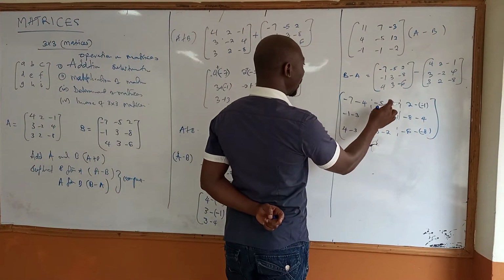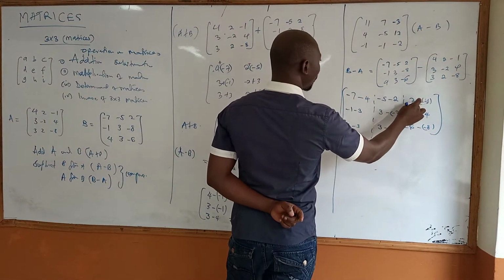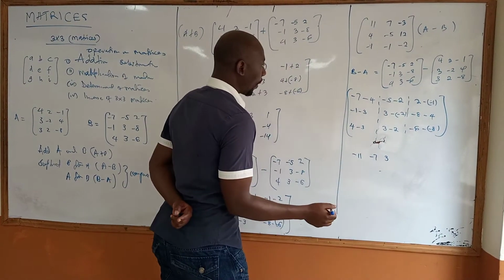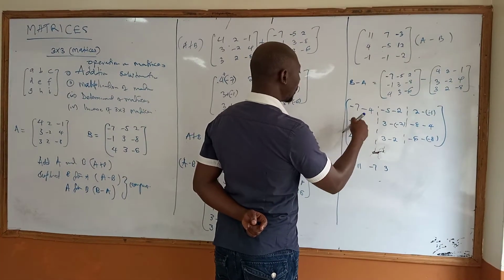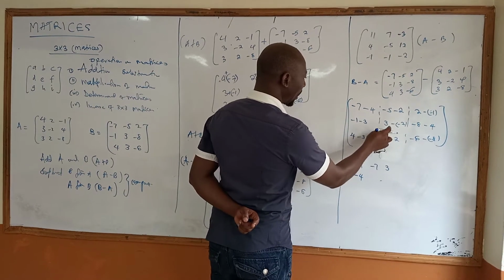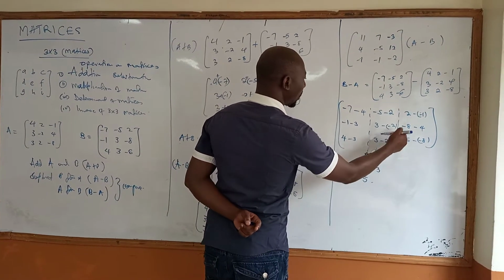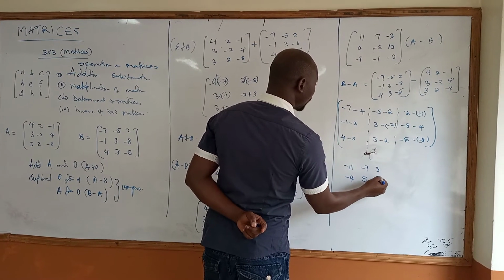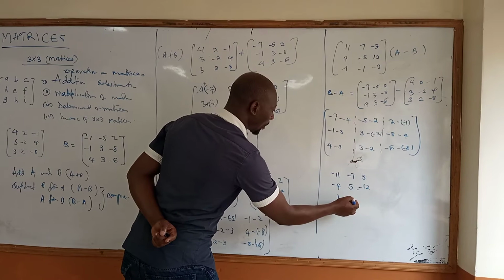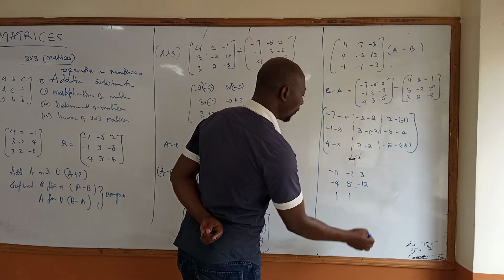Negative 5 minus 2 gives you negative 7. 2 minus negative 1 gives you positive 3. Then negative 1 minus 3 gives you negative 4. Negative 3 minus 2 gives you positive 5. Negative 8 minus 3 gives you negative 12. 4 minus 3 is 1. 3 minus 2 is 1. Then negative 6 minus 8 gives you positive 2.